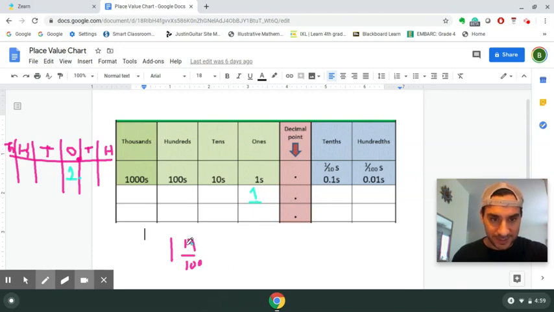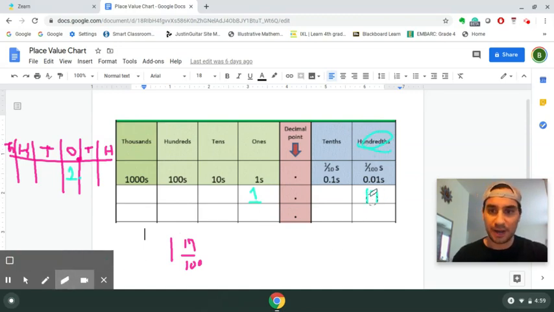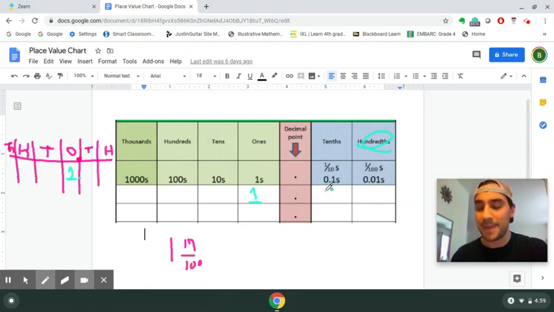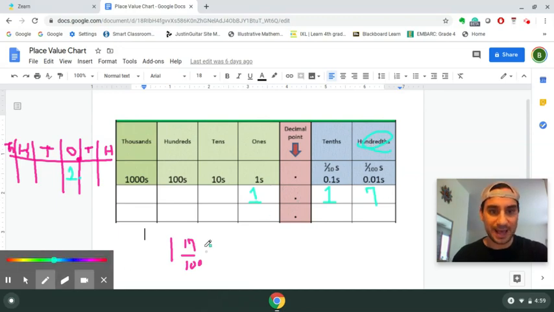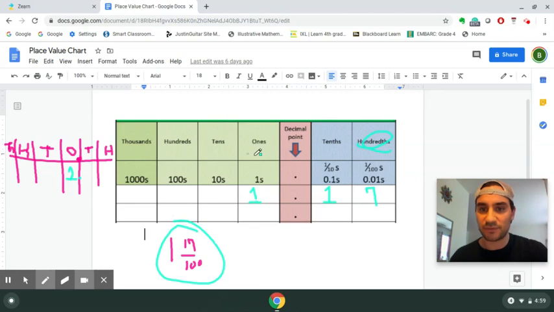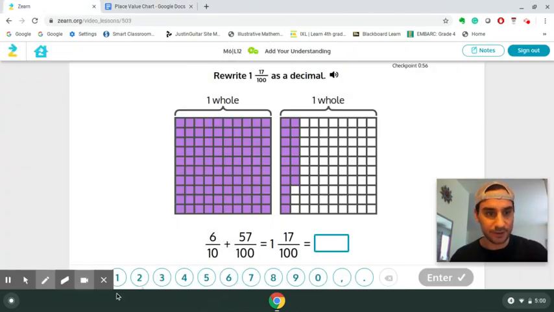We have 17 hundredths. Now I can't put 17 in my hundredths place. I have 2 digits. So I have to spread them out, my 10 and that 7. I need to bundle that and make it a tenth. So those 10 hundredths, I'm going to make a tenth, and then I'm left with 7 hundredths. 1 and 17 hundredths. It matches our fraction. This is our decimal here. Let's enter it.